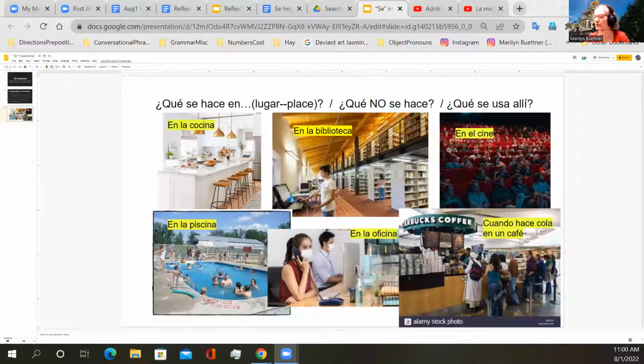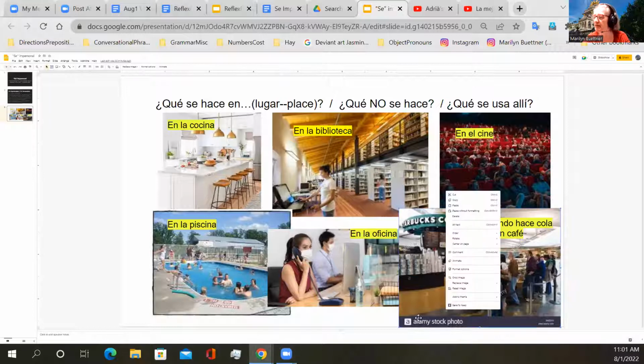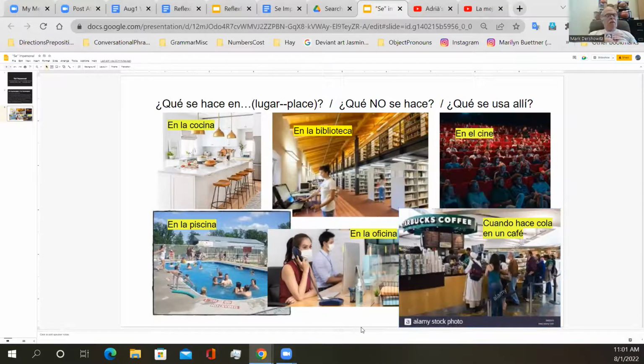Esto es difícil. This one's kind of hard. Se espera mi café. Se espera, one waits. Se espera su turno. You wait your turn, ¿sí? Bien. Se espera, one waits. ¿Qué más? ¿Se habla con las otras personas? Sí, se habla con las otras personas.